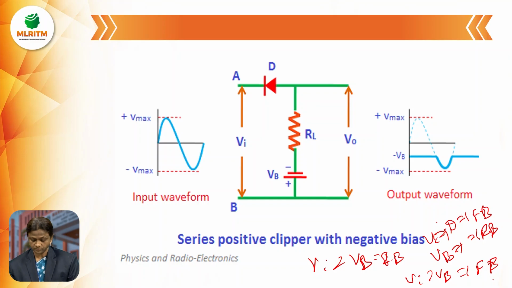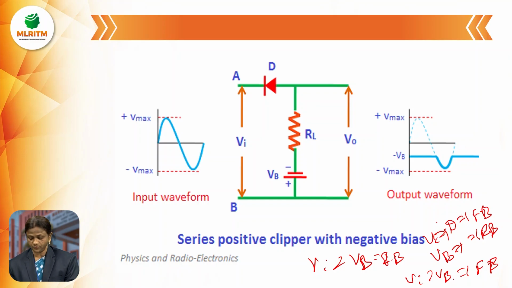So whenever VI is less than VB, the reference voltage, that means from the x-axis to minus VB, diode is in reverse bias. Whenever diode is in reverse bias, output equals 0. So that portion must be removed or cut off at the output side. That's why from the x-axis to minus VB, or reference voltage line, that portion is represented by a dotted line.